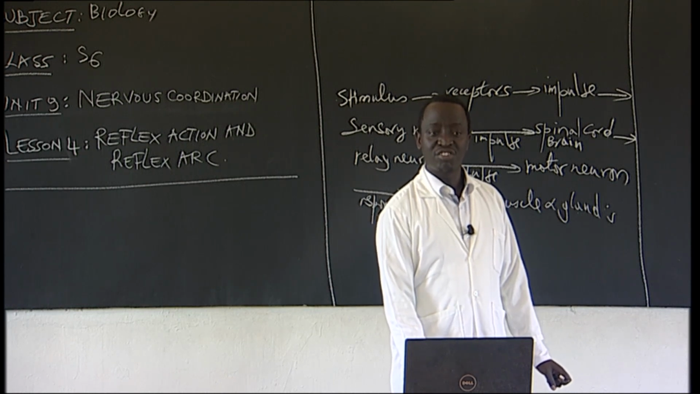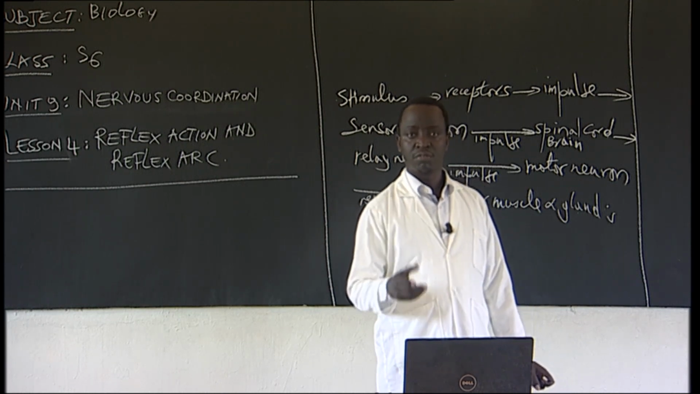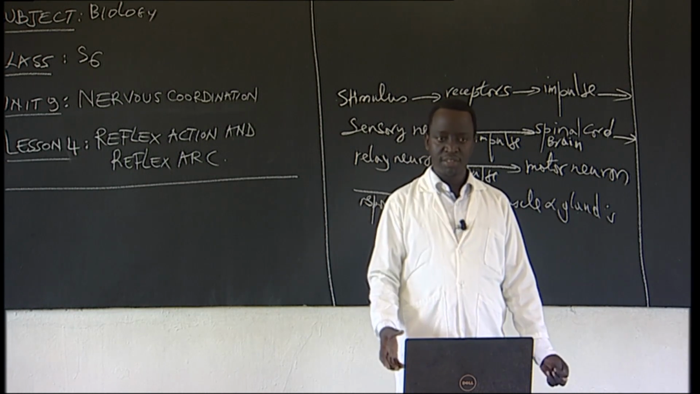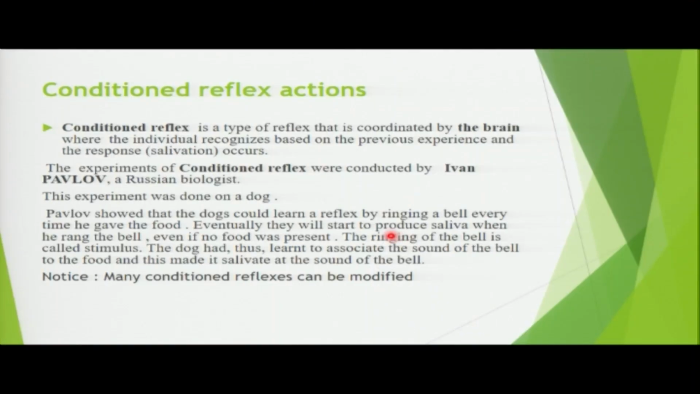Eventually, they will start to produce saliva, what? The dog. Produce saliva because they know that the food now is available. When he rang the bell. But however, the man can use to ring this bell, and then when the food is not there, the dog can continue to salivate because the dog has been conditioned. Are you getting the point?